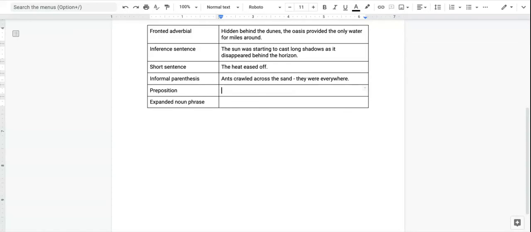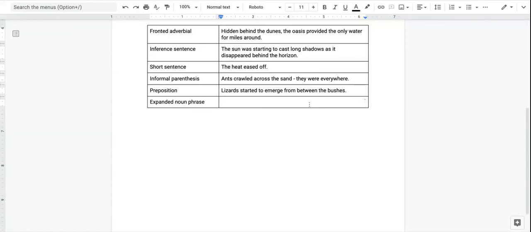So prepositions are words that tell you where something is. So things like next to, under, in front of, behind, between. I'm going to use between in my sentence, I think. So I'm going to say, lizards started to emerge from between the bushes. And you can see so far I've really zoomed in. So I've started with a very general description of the oasis and the sun, and now I'm zooming into the ants and the lizards, so a specific part of that picture.